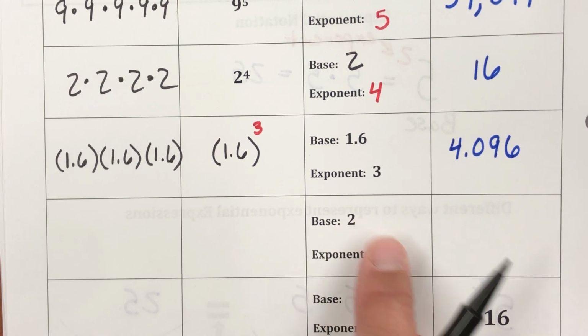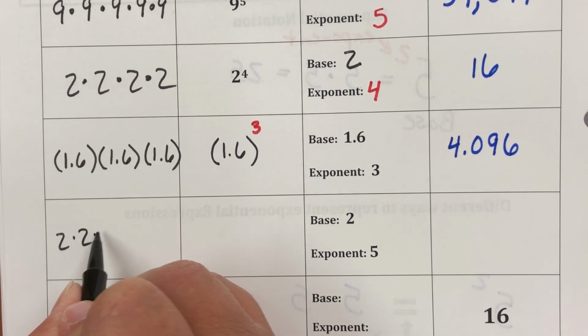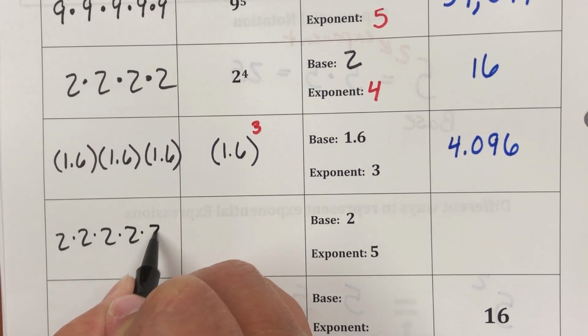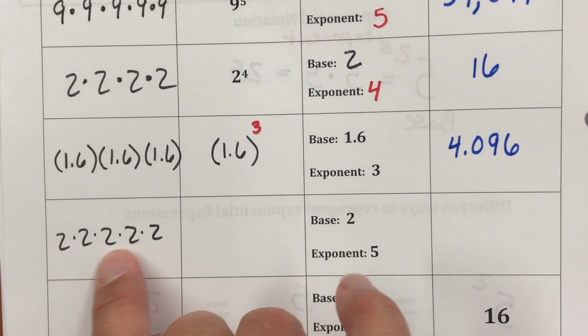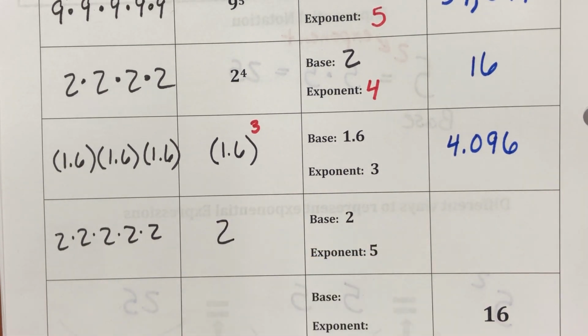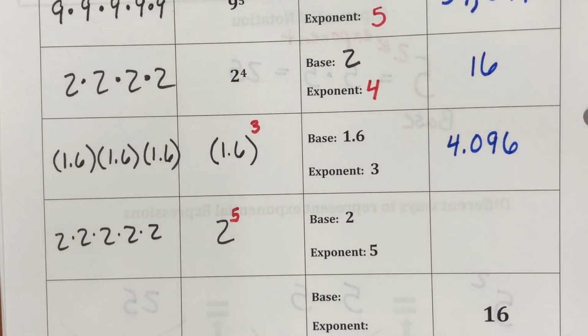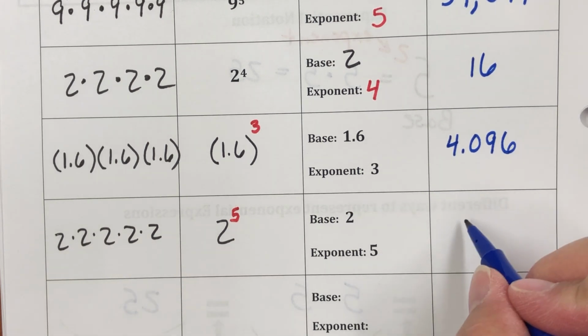That means I write 2 five times. 2 times 2 times 2 times 2 times 2. 1, 2, 3, 4, 5. I just like to check. Base 2, exponent 5. Let's see. 2 times 2 is 4, times 2 is 8, times 2 is 16, times 2 is 32.